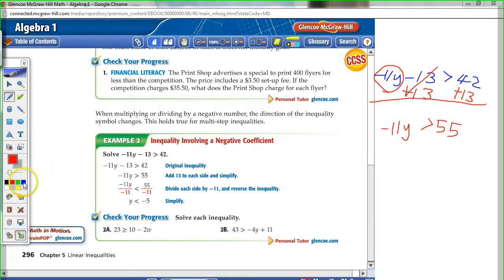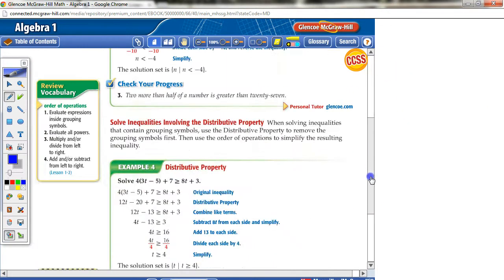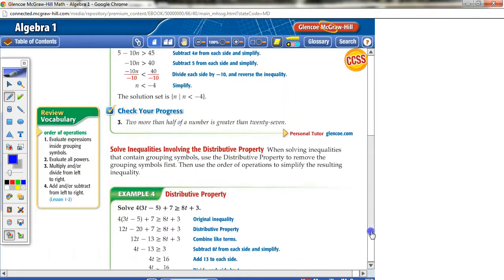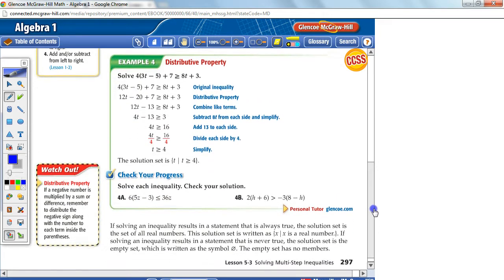Okay. Now you're dividing by a negative 11. So again, when you're dividing by a negative, the sign needs to be flipped the other way. So now you have y, flip the sign, 55 divided by negative 11 is negative 5. Okay, so your answer is y is less than negative 5. And really that's all it is to it. It's just like you're solving an equation. We're throwing in one more element here by doing the distributive property.